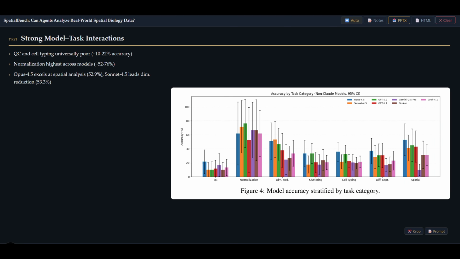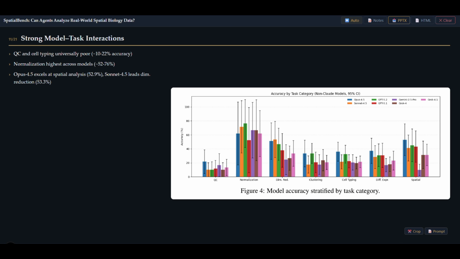This is where it gets really interesting. Aggregate accuracy masks dramatic variation across task categories. Look at QC. Every model is below 22%, with several confidence intervals overlapping 0. Compare that to normalization, where models reach 60 to 76%.